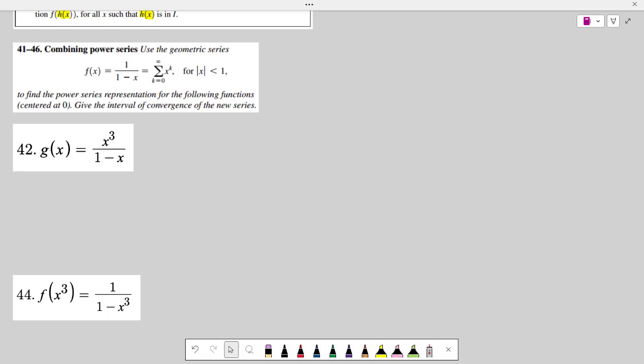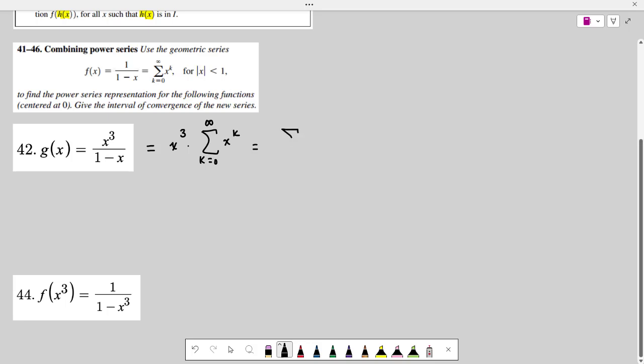Isn't this just x cubed multiplied by the power series for 1 over 1 minus x? Yes, that's all it is. So here's our geometric series, 1 over 1 minus x, there it is. We multiply by x cubed, so this is what I was just talking about.